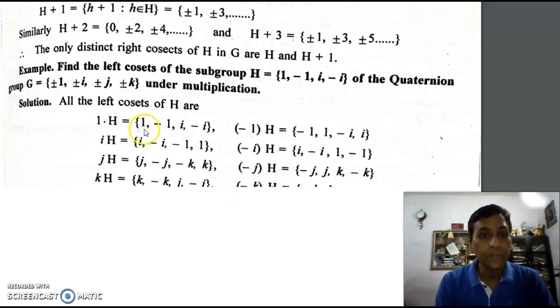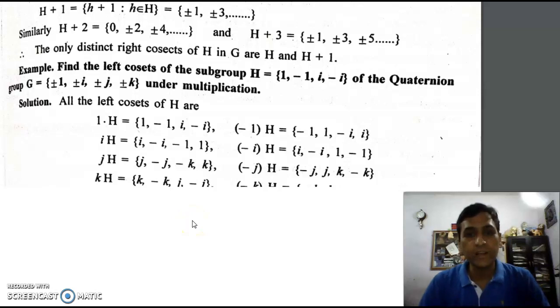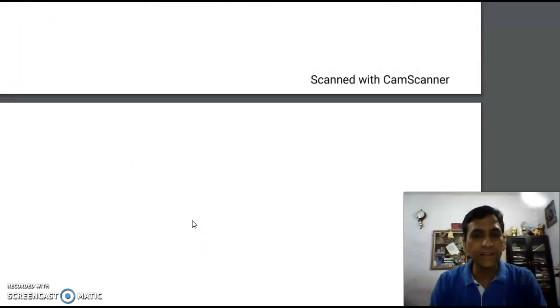You can say it is 1, minus 1, iota, minus iota. Here also 1, minus 1, iota, minus iota. So they are the same. Again you can see they are the same, but they are different. So we are getting 2 different elements. Okay, this is the example.